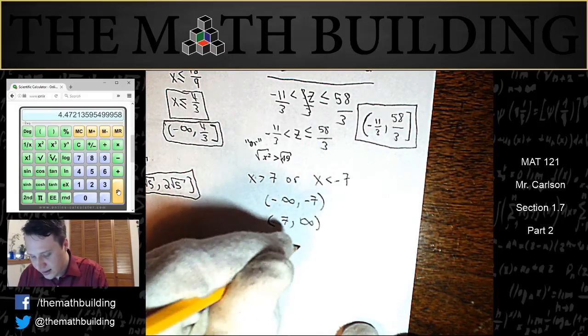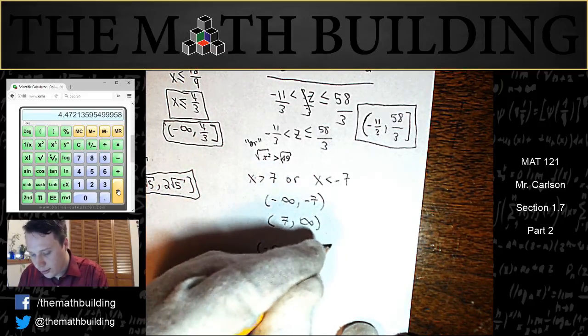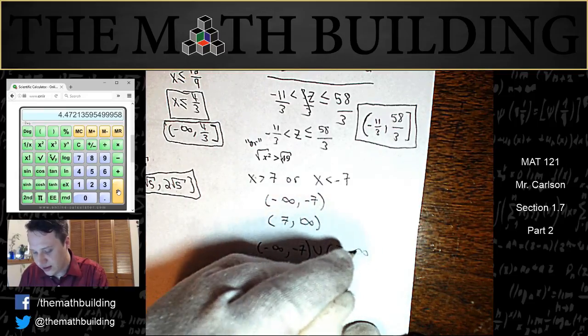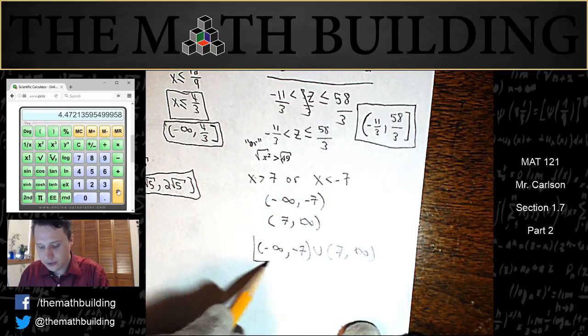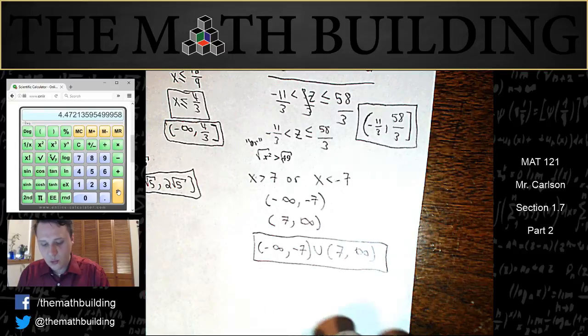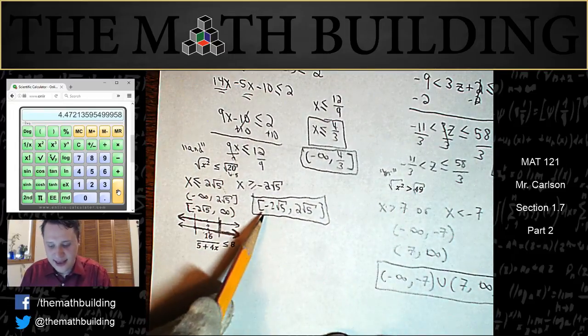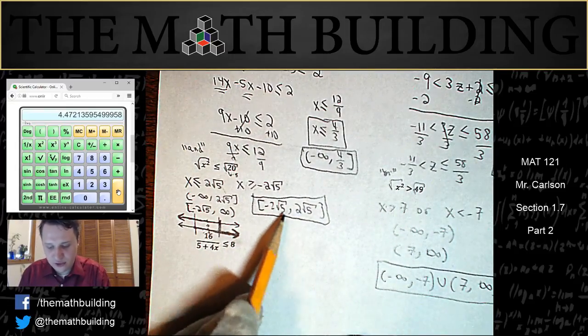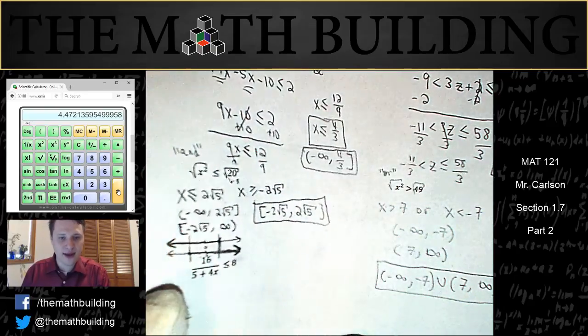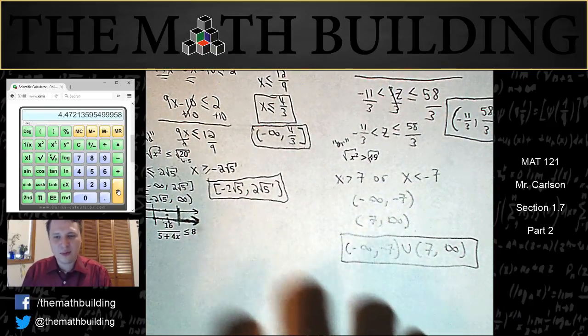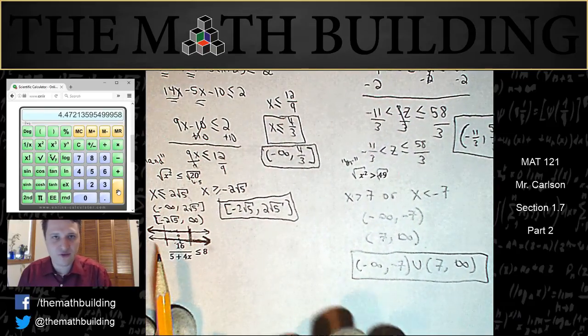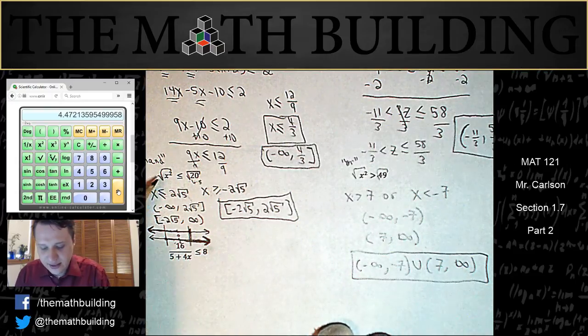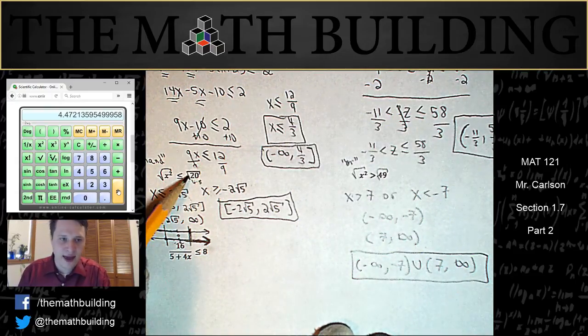Negative infinity to negative 7, or 7 to infinity. So what's the difference? With the AND problem, we only had this one interval. With the OR problem, we had two intervals. Let me show you really quickly why that is. Going back to our original problem, x squared is less than or equal to 20.